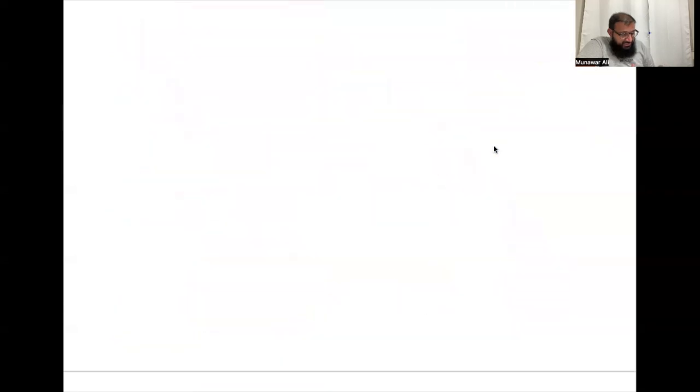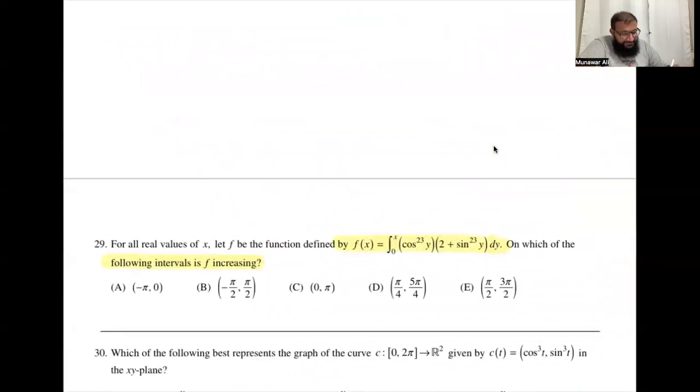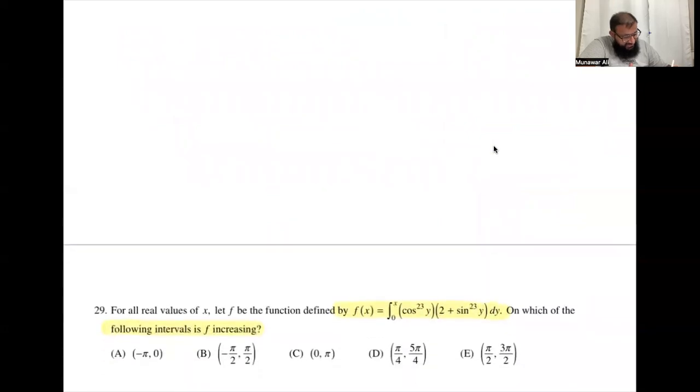Let us move towards the next question, which is question number 29, which says that I have a function which is defined by this. On which of the following intervals is the function increasing? Seemingly it is a difficult question, but when you solve it, it's really simple. For a function to be increasing, f prime of x should be greater than 0 for all x in whatever interval you are looking for.